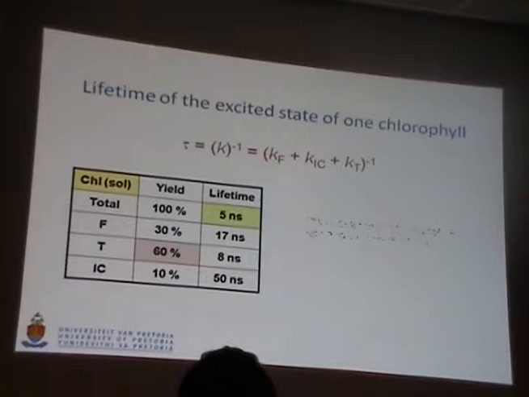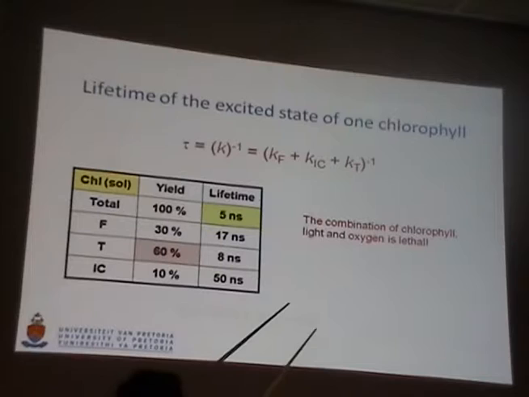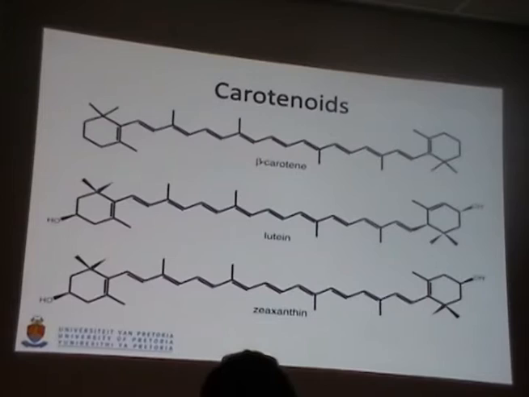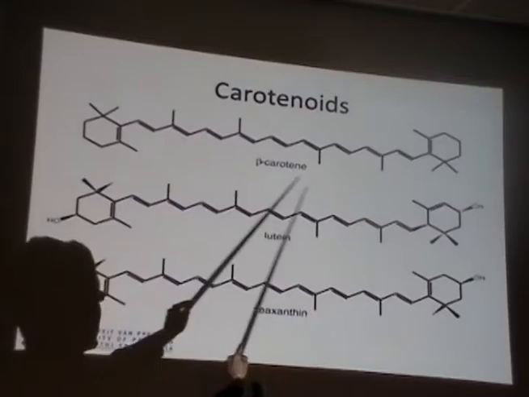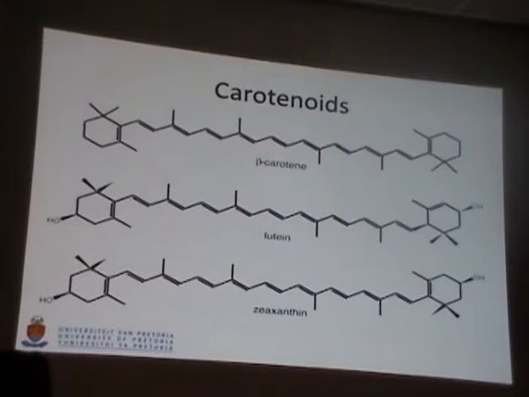This is another point I'll come back to: the combination of chlorophyll, light and oxygen is lethal, and that's why photoprotective mechanisms have to be switched on. Carotenoids are another interesting chromophore. These are stick-like molecules, with the conjugated electron system in the middle, alternating double and single bonds. Here are three carotenoids that are very prominent in plants. Beta carotene is in the reaction center, and lutein and zeaxanthin are in antenna systems, also in the reaction center.